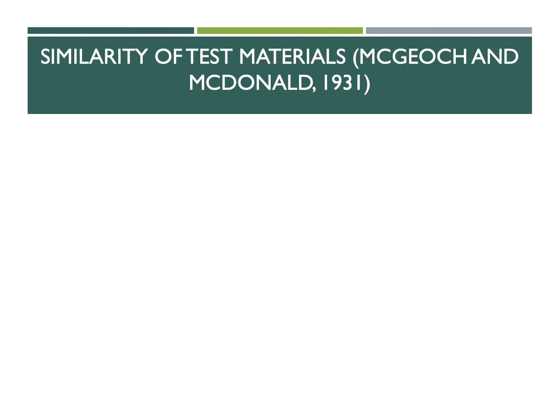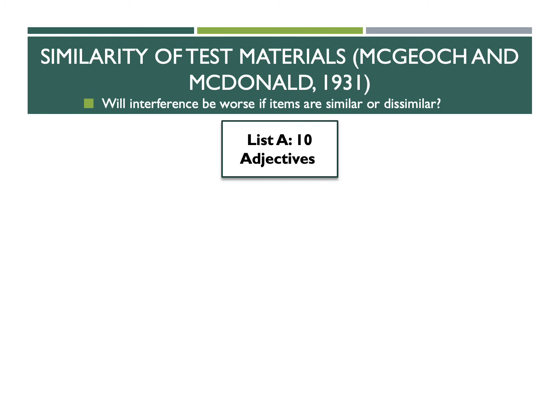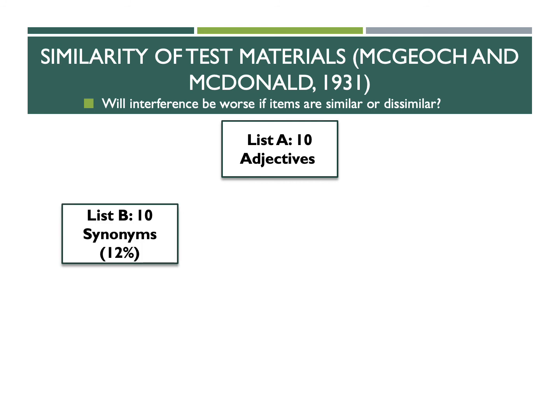McGeoch and McDonald looked at the similarity of test materials. So their aim was to investigate whether interference will be worse if items are similar or dissimilar. All participants, first of all, were given a list of 10 adjectives, so describing words. Beautiful, big, lovely, yellow. Those are just off the top of my head. And then one group of participants, their list B was 10 synonyms. So 10 things that meant the same thing as those adjectives. So they were very similar in meaning, so semantically.